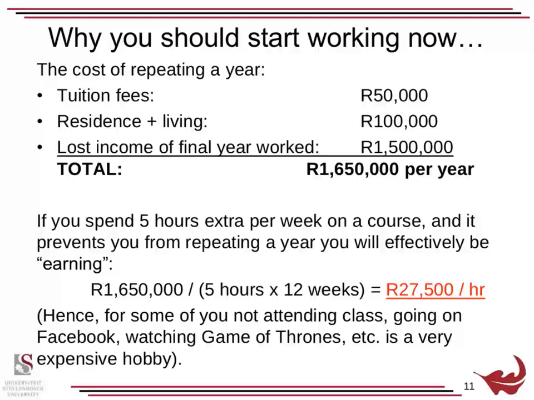These numbers are probably 2 years old, so they're probably a little bit on the low side. But what's the cost? Why should you start working now? Let's work out the cost of repeating a year. So tuition fees, I think they're about 50,000. Maybe they've gone up now. Residence and living minimum 100,000, I suppose, depending on where you are living or renting, whether you're at home or whether you're in Stellenbosch. And now, if you fail a year, you will need to spend those first two again.